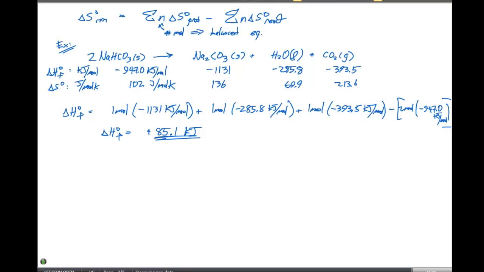The same exact process has to be done for the delta S naught, and we use the same formulas, just plug in the different values. And our delta S naught is going to equal positive 215.5, and that's going to be in units of joules per Kelvin.